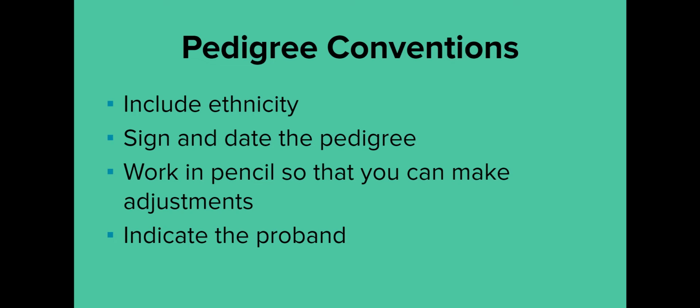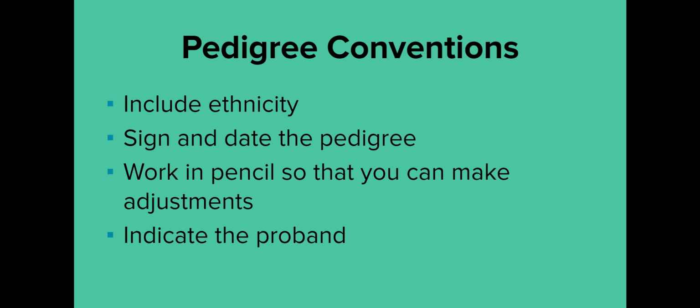You want to sign and date your pedigree. That helps people know who did it and when it was last updated. The book says work in pencil, and that's what I put. But more frequently, you're going to work in a computer tool that has a capacity for editing. The best ones will have things that show you who edited and when, so that you can verify the accuracy of that information. Always indicate your proband with an arrow.